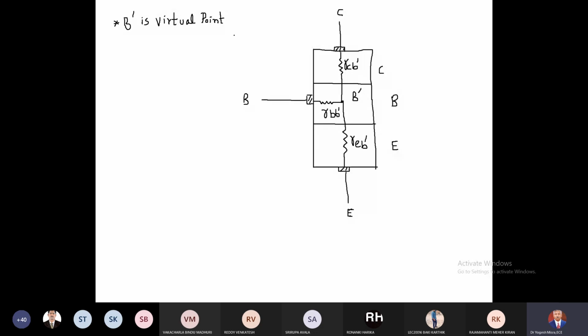is virtual point, and it can't be accessed by user, right? We cannot access this B dash point because it is internal to the transistor. We can only access this B, right? So this is first point.